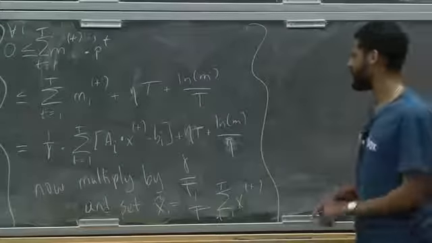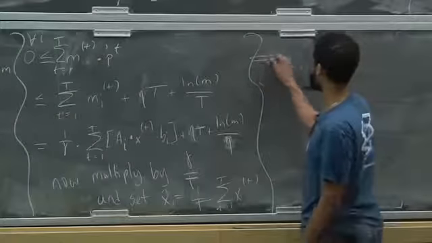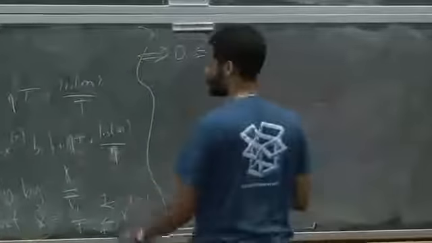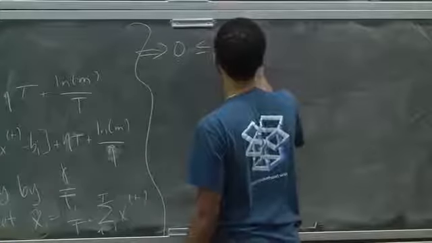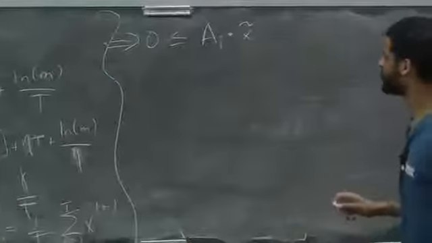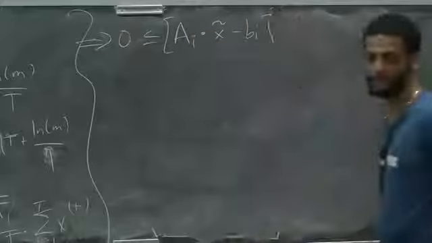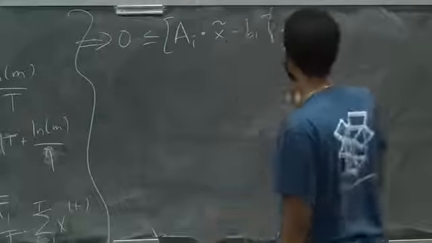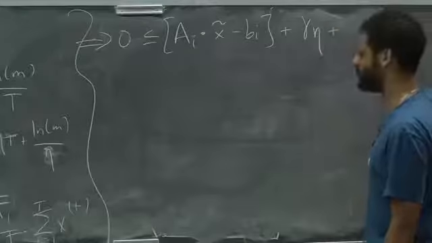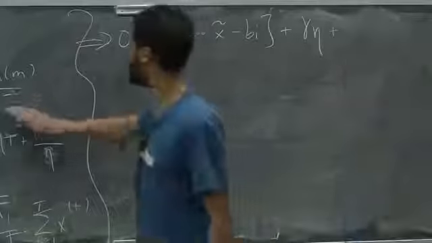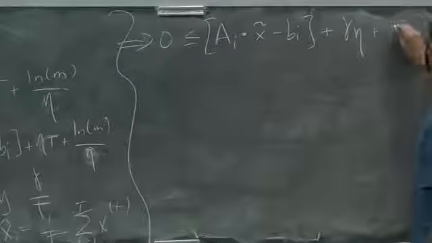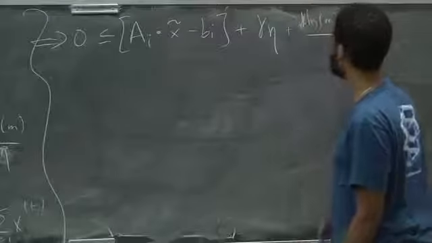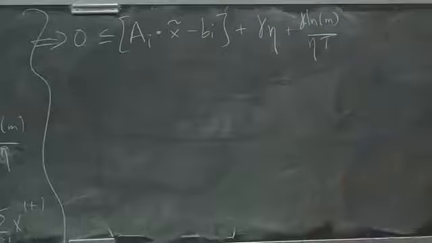Okay. So if you multiply both sides of the inequality by gamma over t, what you get is that 0 is at most ai dot x tilde minus bi plus gamma eta plus, yeah, this should have been eta, ln m over, gamma ln m over eta t. Okay?